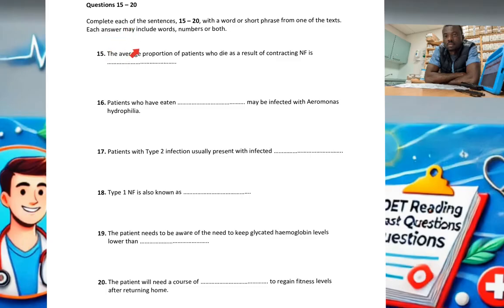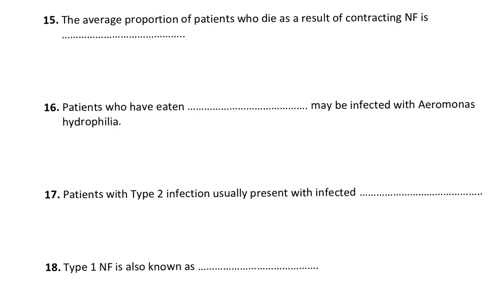All right, so we are about to start our short phrase or answers. Questions 15 to 20. Complete each of the sentences 15 to 20 with a word or short phrase from one of the texts. Each answer may include words, numbers, or both. Question 15. The average proportion of patients who die as a result of contracting NF is. So guys, we have NF in the question as the main keyword. So we go to the text that contains NF, which is text A. Then we are going to look for the main idea here, the average proportion. So it's possible we are going to get a number.